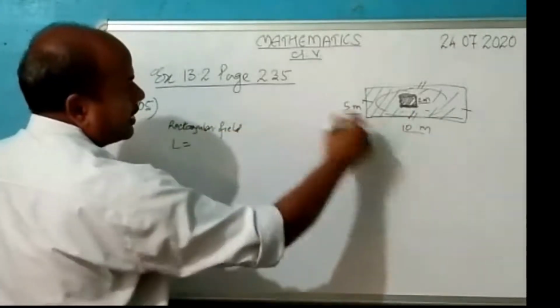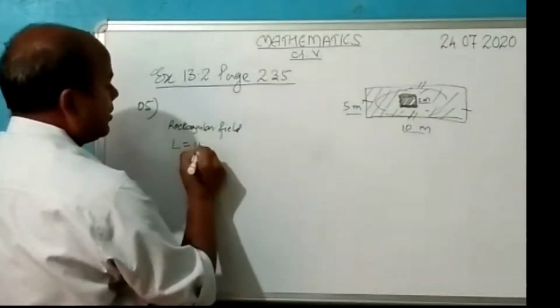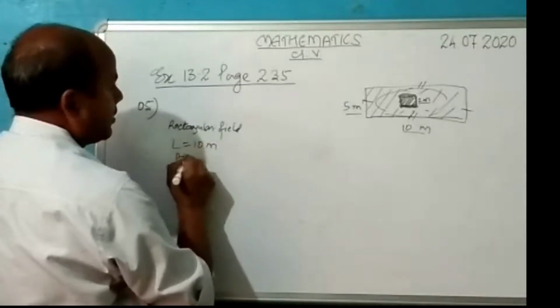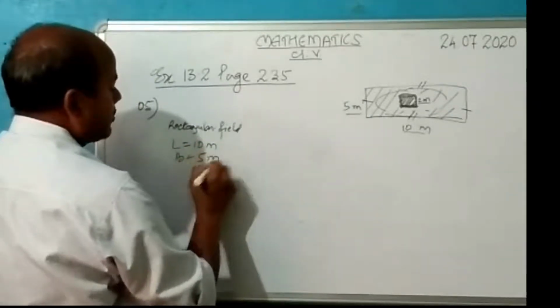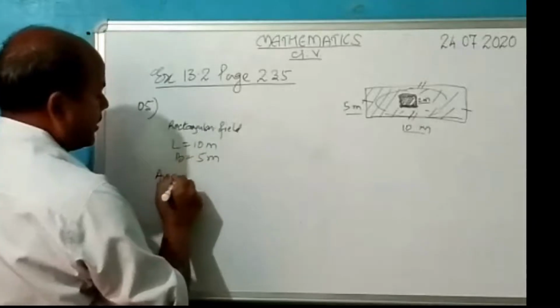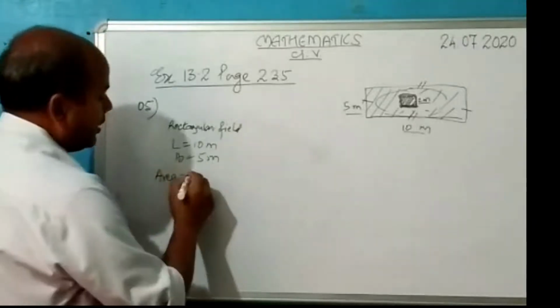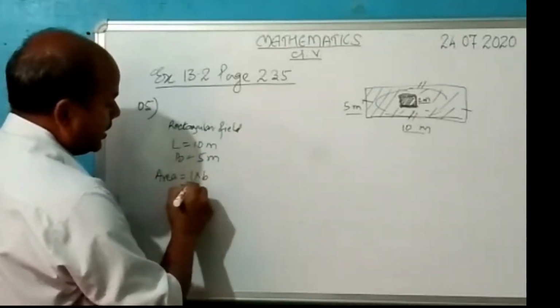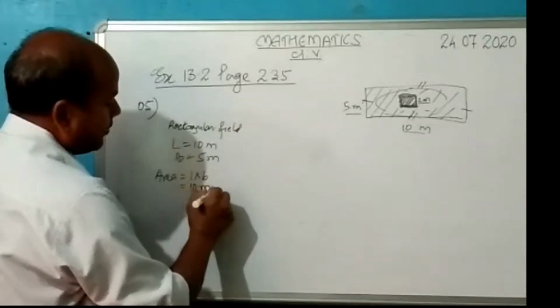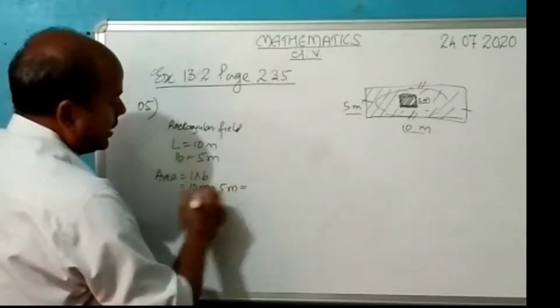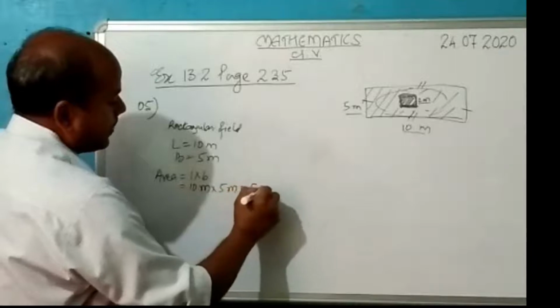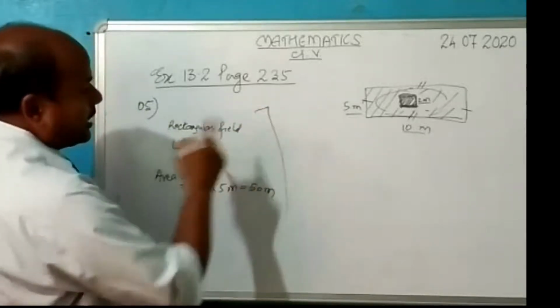Length of the rectangular field is 10 meter. Breadth is 5 meter. So find out its area. Area of this rectangular field will be length into breadth. Length is 10 meter. Breadth is 5 meter. So 10 into 5 is 50. This is the rectangular field.